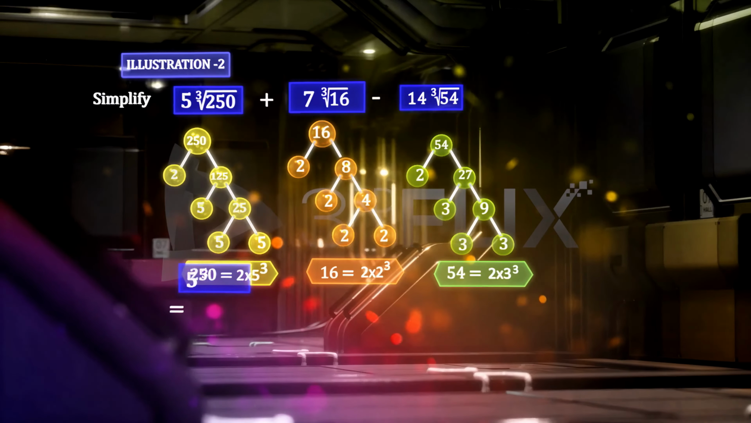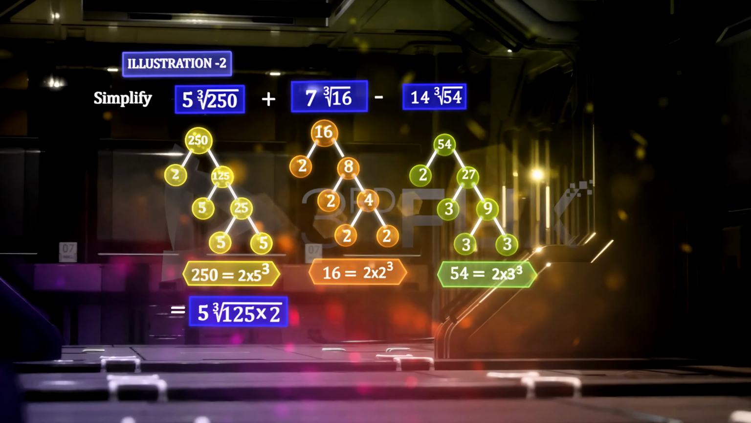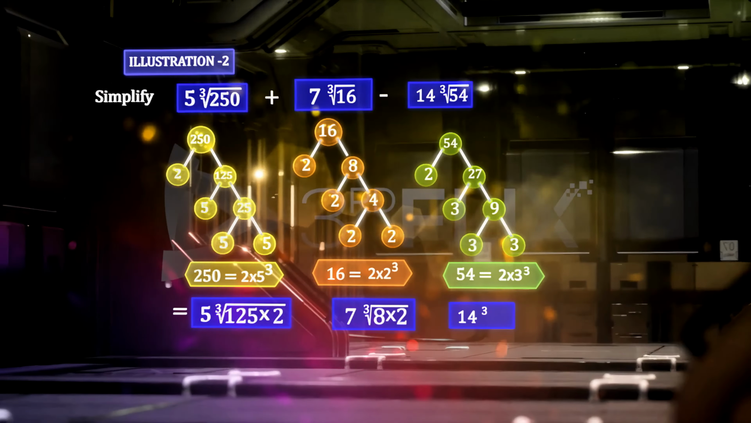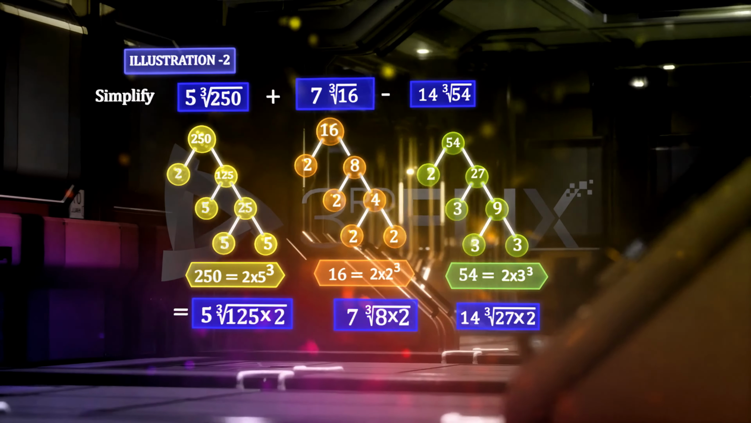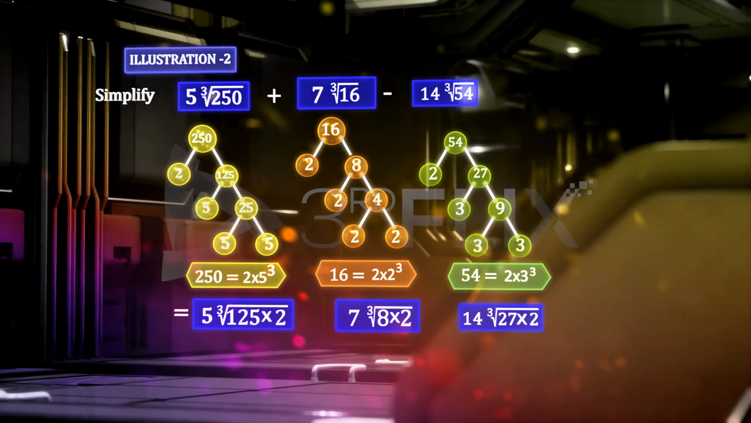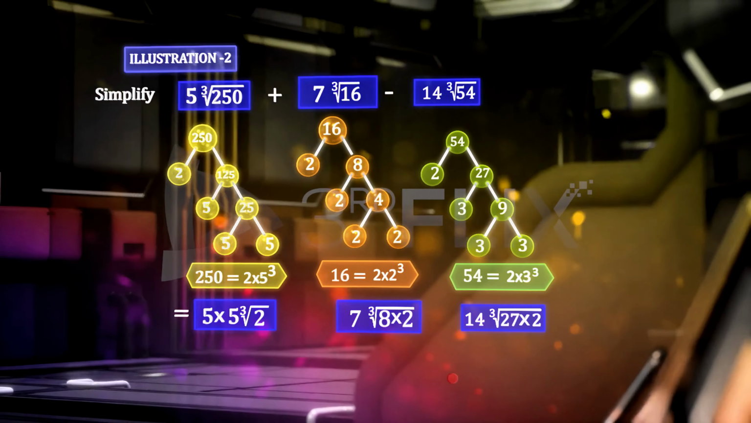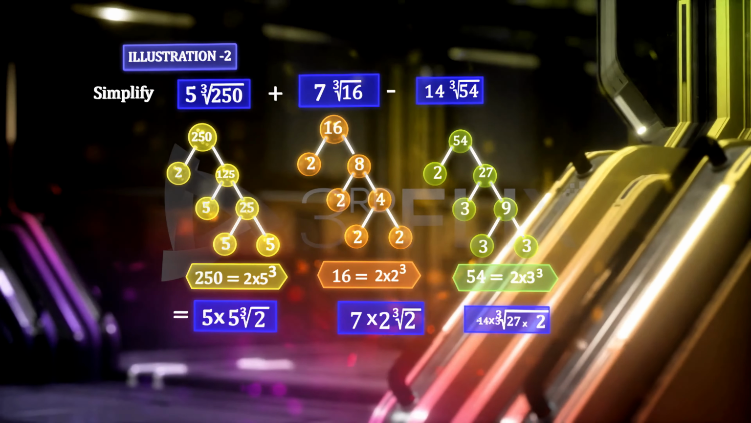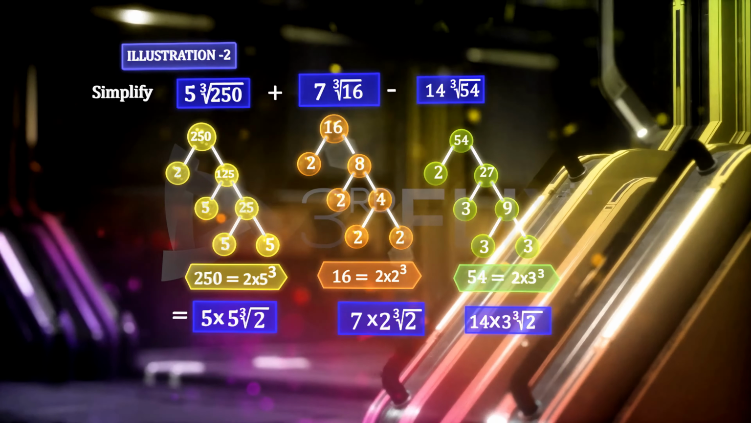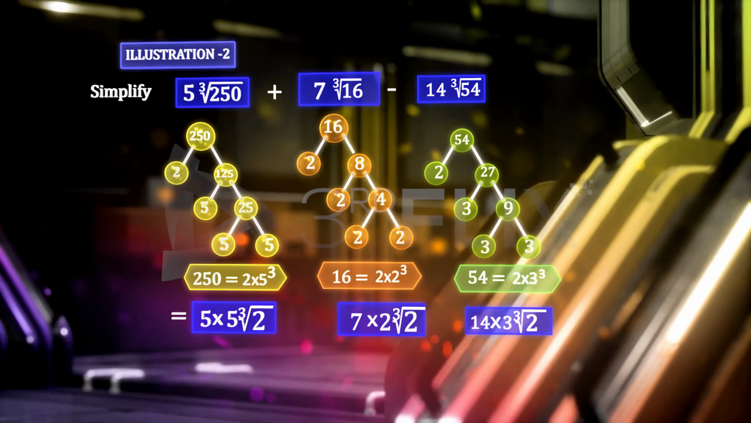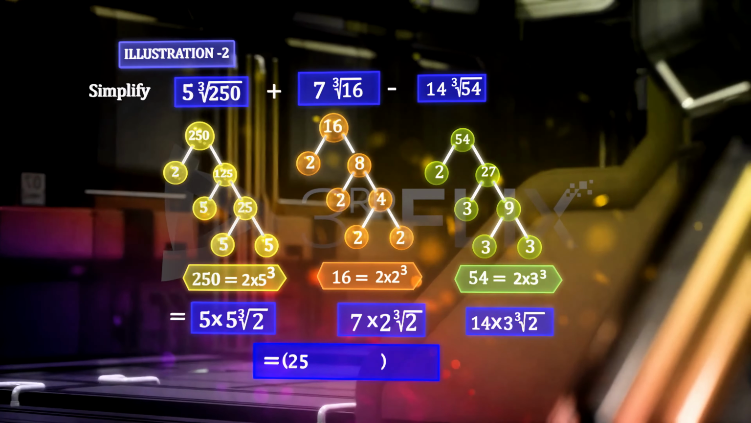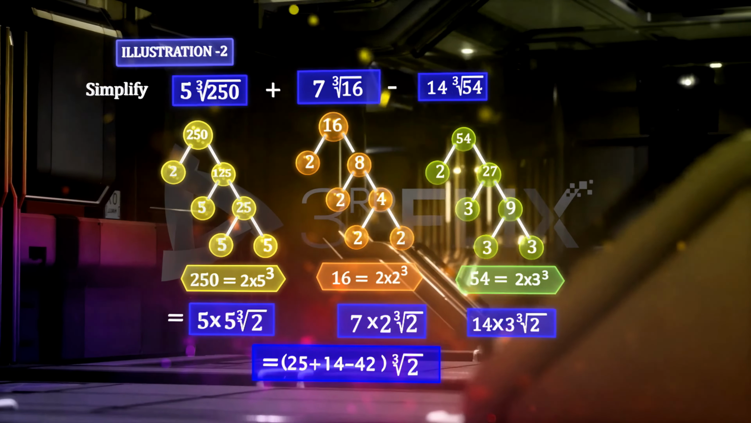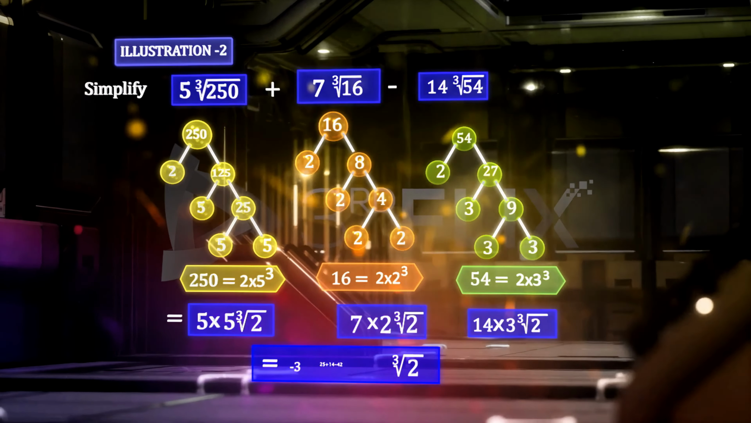Equals 5 into cube root of 125 into 2 plus 7 into cube root of 8 into 2 minus 14 into cube root of 27 into 2. By simplifying, equals 5 into 5 cube root 2 plus 7 into 2 cube root 2 minus 14 into 3 into cube root 2. By taking cube root 2 as common, equals 25 plus 14 minus 42 into cube root 2. By simplifying, equals minus 3 cube root 2.